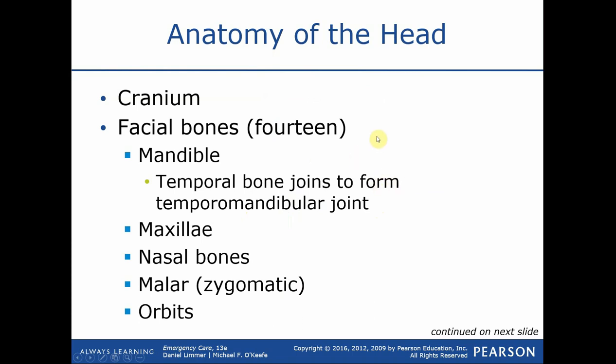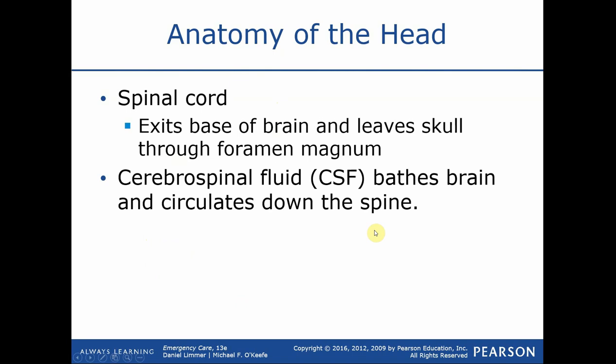Review of the anatomy. Cranium represents the entire skull structure itself. We've got the facial bones themselves, 14 different ones. Mandible is the jawbone. Maxilla is the upper part of the jaw. We've got our nasal bones, the zygomatic arches, which represent our cheeks, and then the orbits around our eyes. And we've got a couple pictures of those coming up in a little bit.